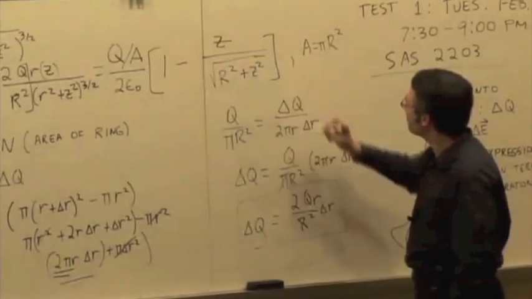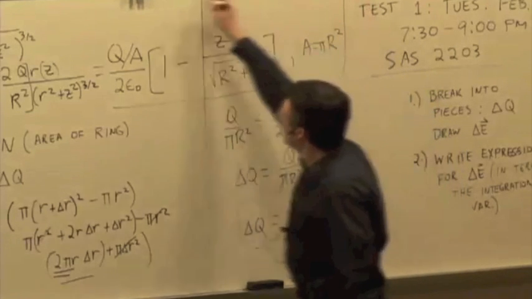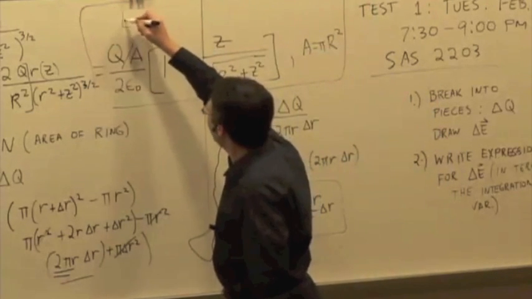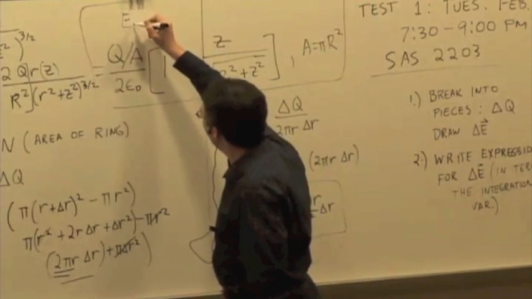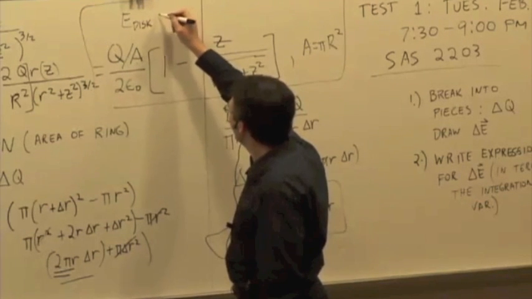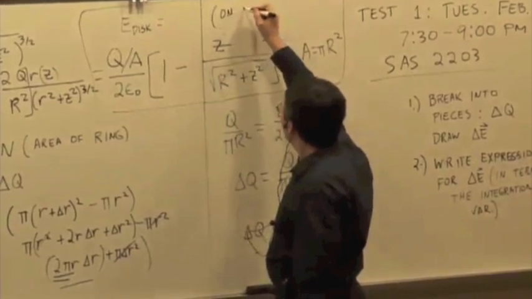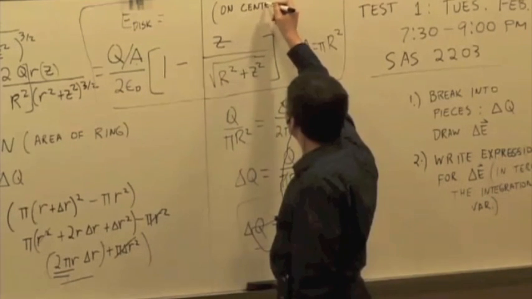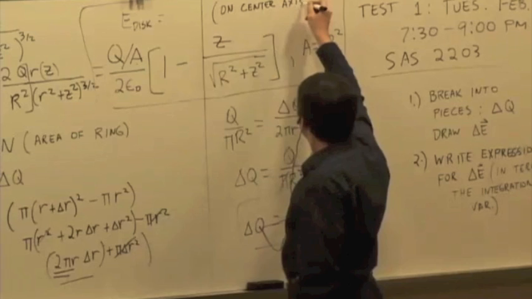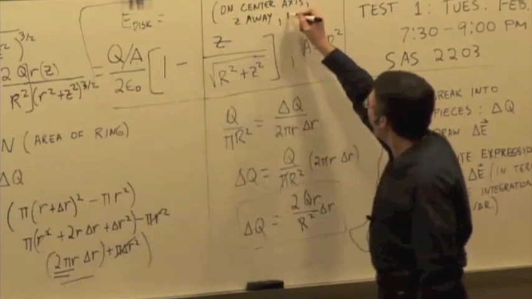Okay. So this expression here is the magnitude of the electric field of a uniformly charged disk. And again, we're on the center axis, distance z away, radius capital R.